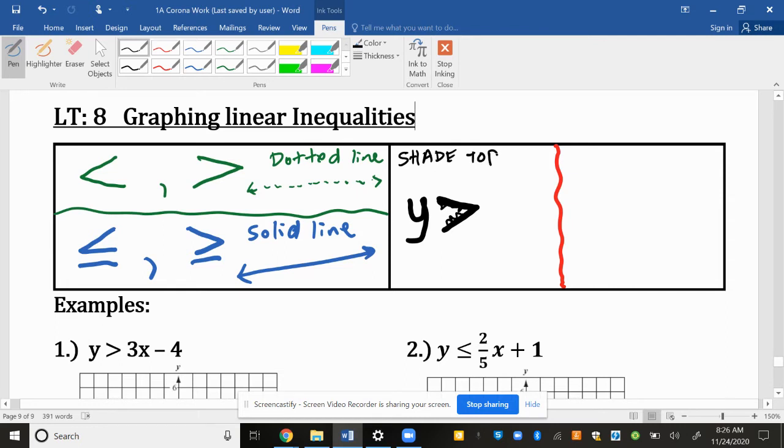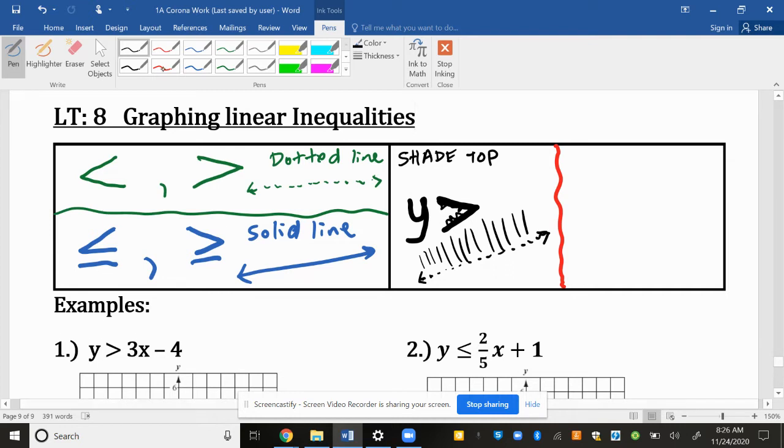Shade top. Now, what does that mean? Let's say this should be a dotted line. I'm just going to pretend we're graphing on a coordinate plane. We're going to have to shade the top of the line, so we would literally shade the top part of the line.